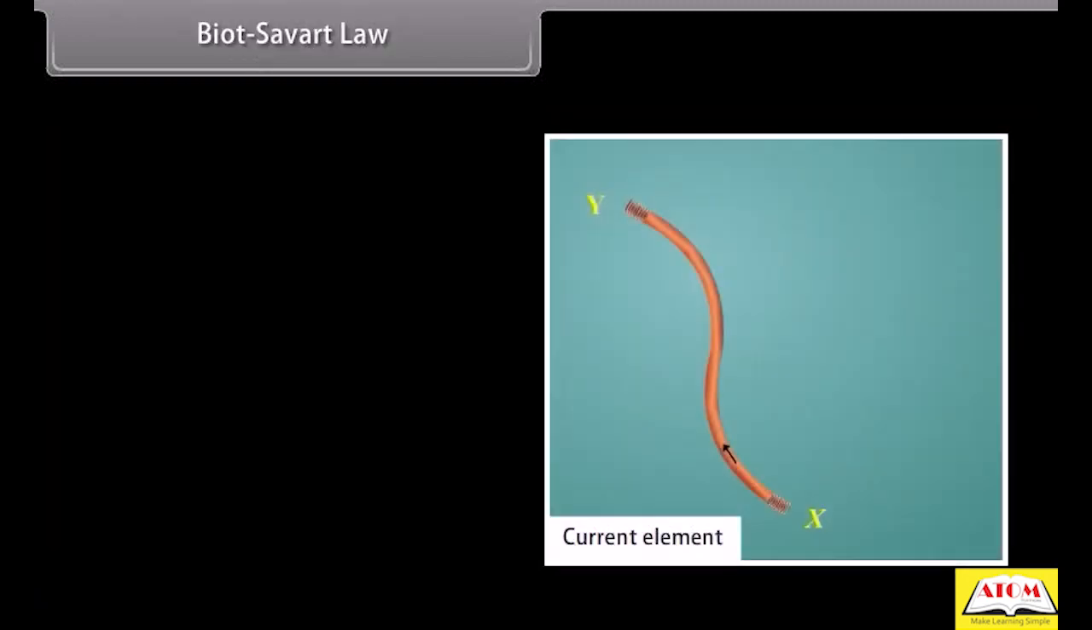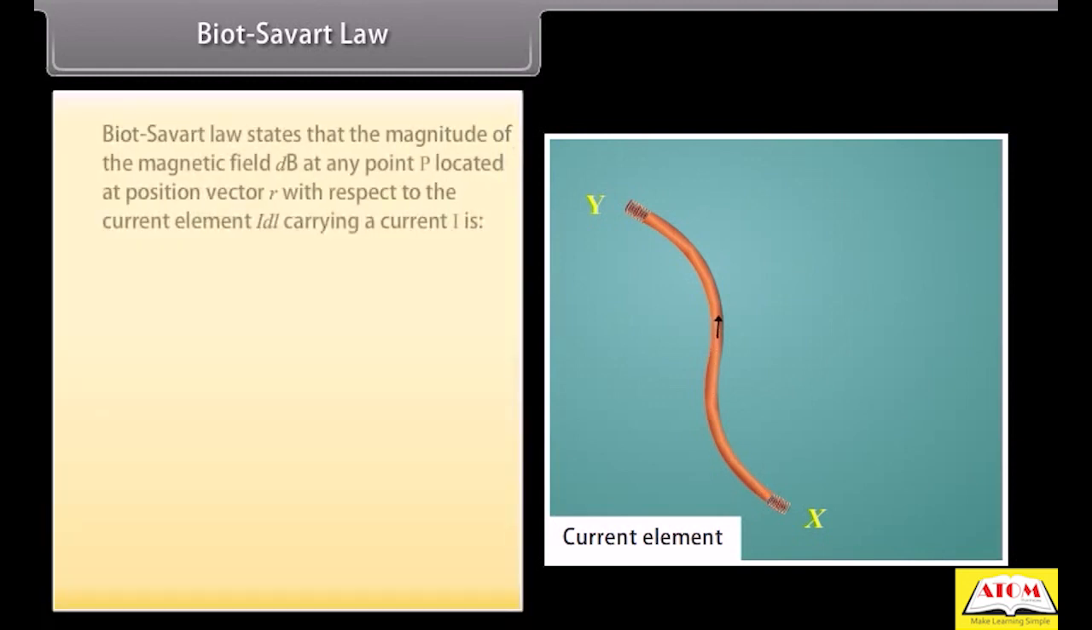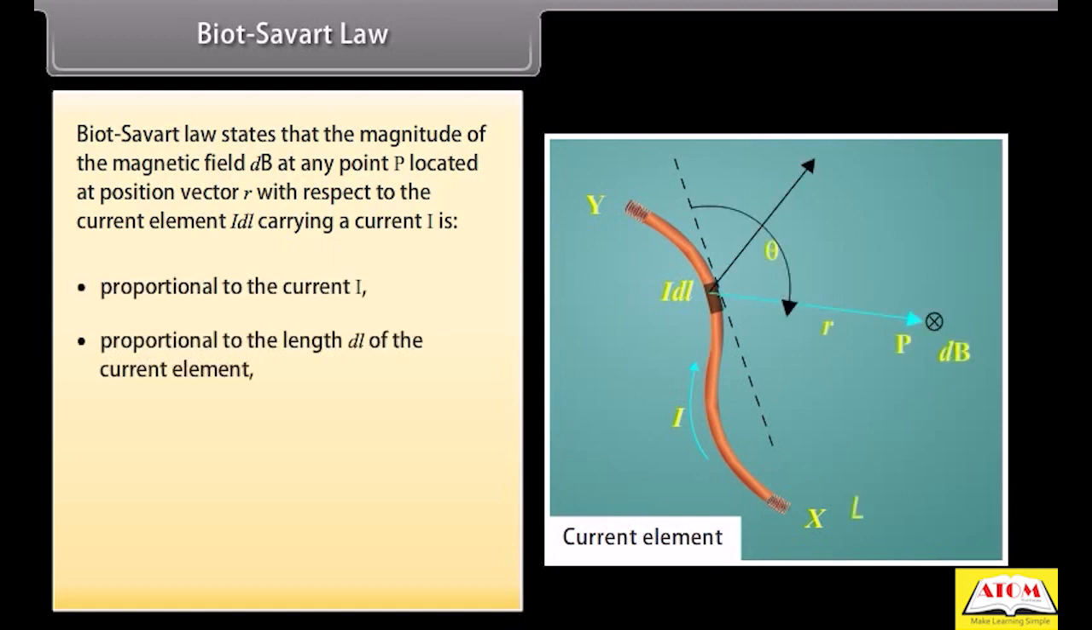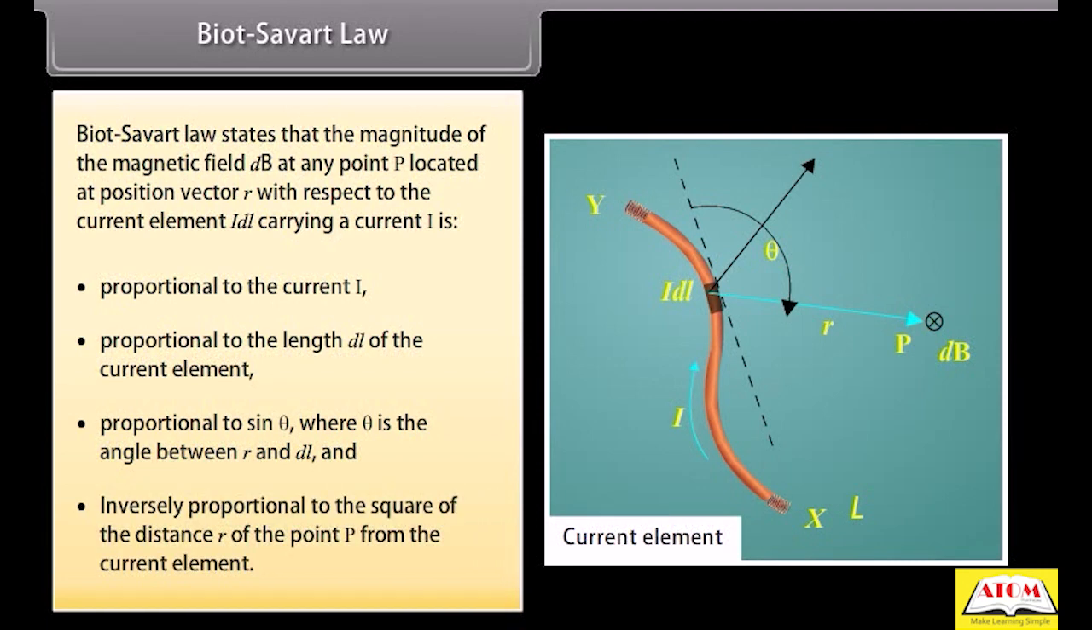Biot-Savart law. It is a mathematical description of the magnetic field at a point that arises from a current flowing through a current element. The Biot-Savart law states that the magnitude of the magnetic field dB at any point P located at position vector r with respect to the current element I dl carrying a current I is proportional to the current I, proportional to the length dl of the current element, proportional to sine theta, where theta is the angle between r and dl, and inversely proportional to the square of the distance r of the point P from the current element.